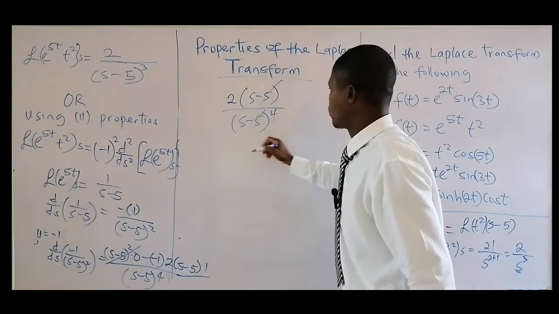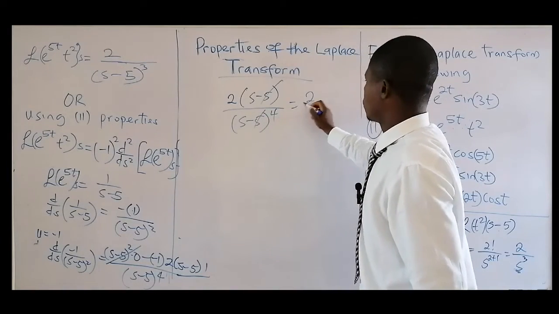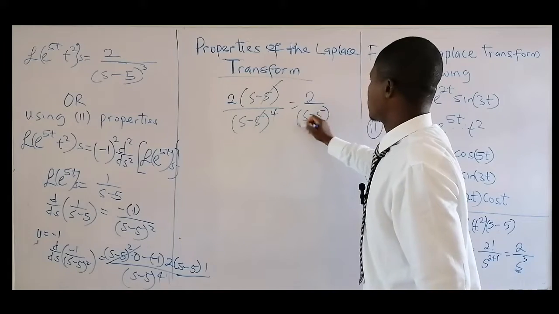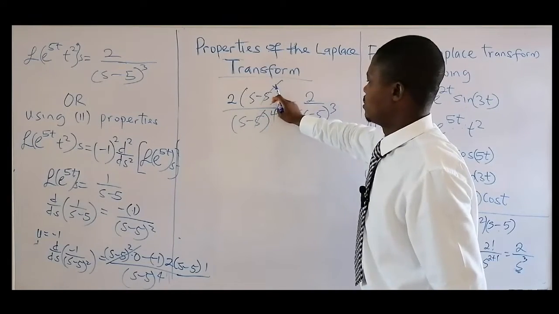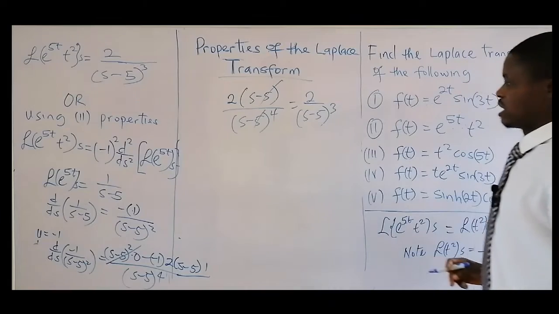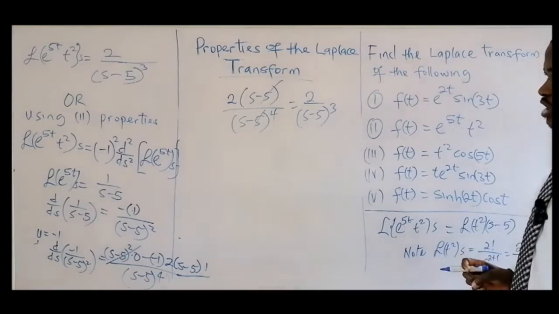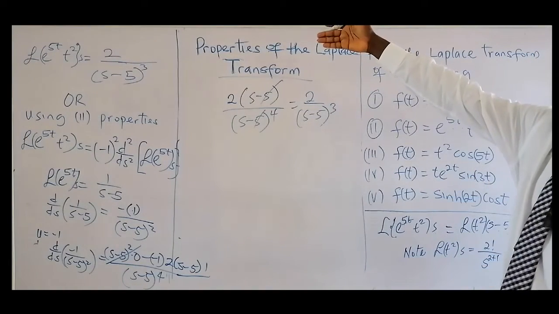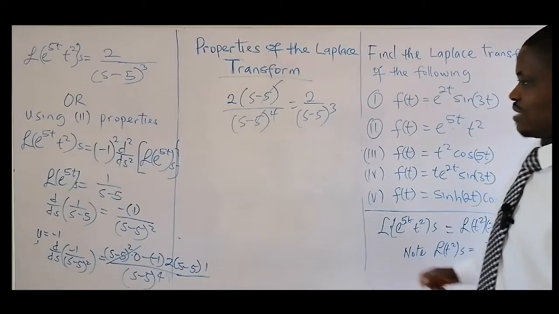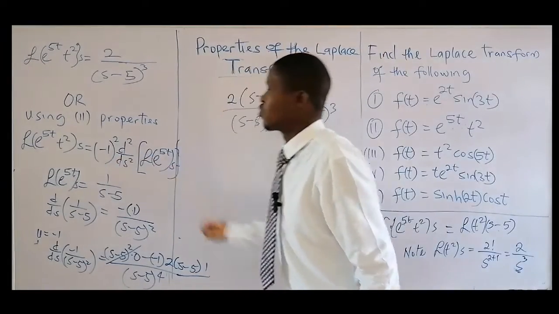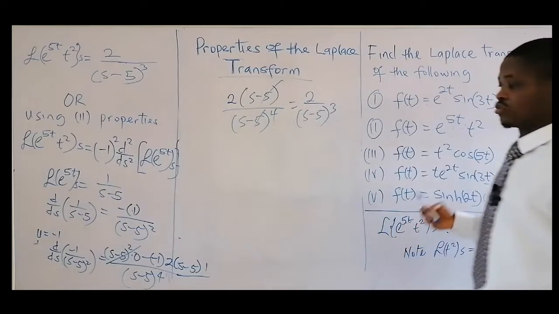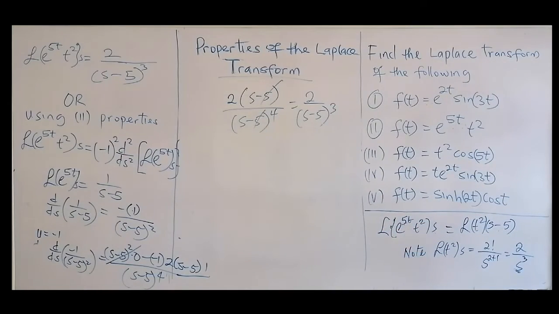And then this one and this one will cancel. So we have 2 over what? 2 over (x minus 5) power 3. This is power 4, this is power 1, so what remains is power 3 in the denominator. So that's the answer. And then your minus 1 squared is 1. So you can see the choice is yours to determine which one you want to use. Nobody is telling you which one to use. It's left for you to pick any of the properties and use. Okay? Then we're going to the third one here.